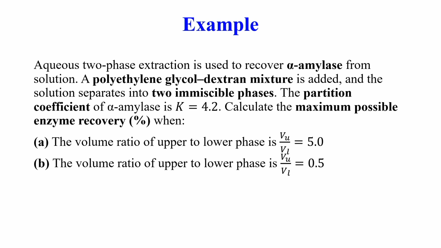We will just see one example here. Aqueous two-phase extraction is used to recover alpha amylase from solution, and for this a polyethylene glycol and dextran mixture is added, and the solution separates into two immiscible phases. The partitioning coefficient of alpha amylase is K equals 4.2. Now, we need to calculate the maximum possible recovery percentage when two ratios are given. The volume ratio of upper to lower phase is 5 in the first case, and 0.5 in the second.